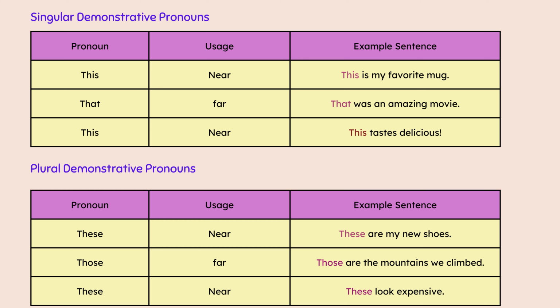Use those for things that are far away, in distance or time. Example, those are the mountains we climbed. The mountains are not close. They're far away, maybe in the distance or in the past. So remember, these equals near and plural. Those equals far and plural.